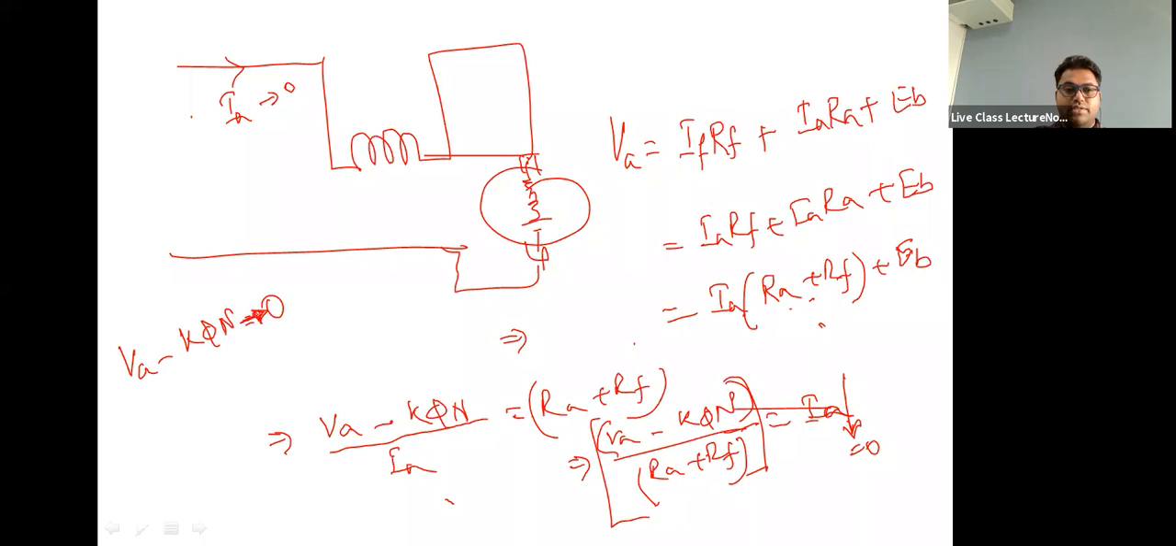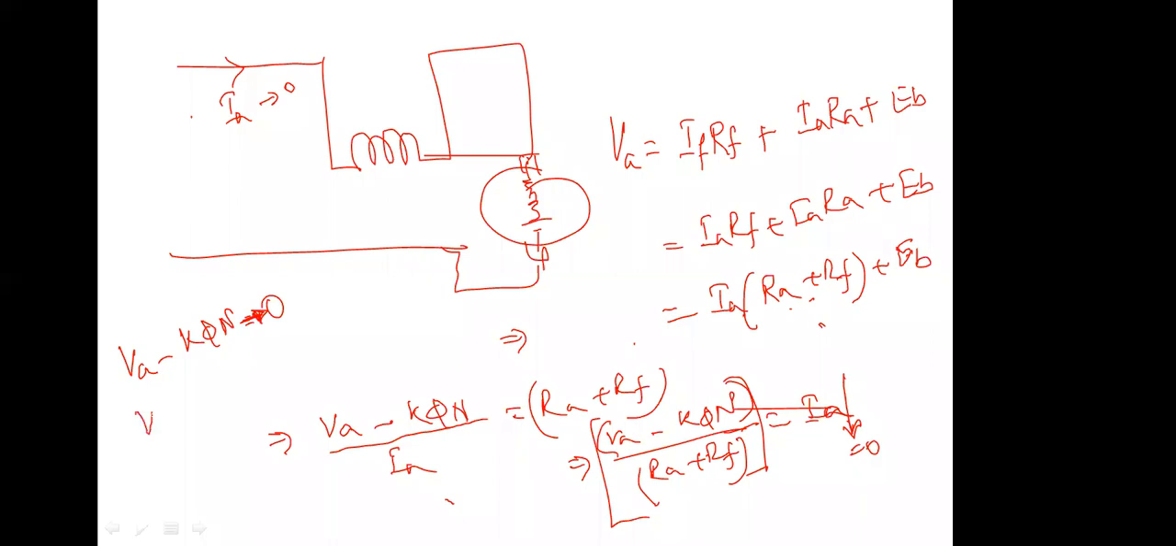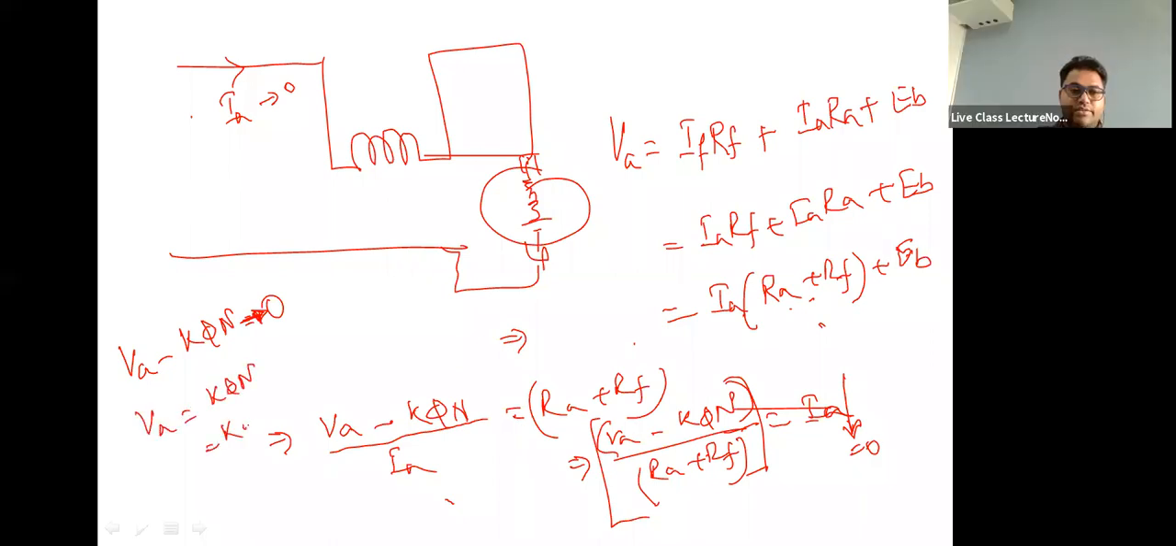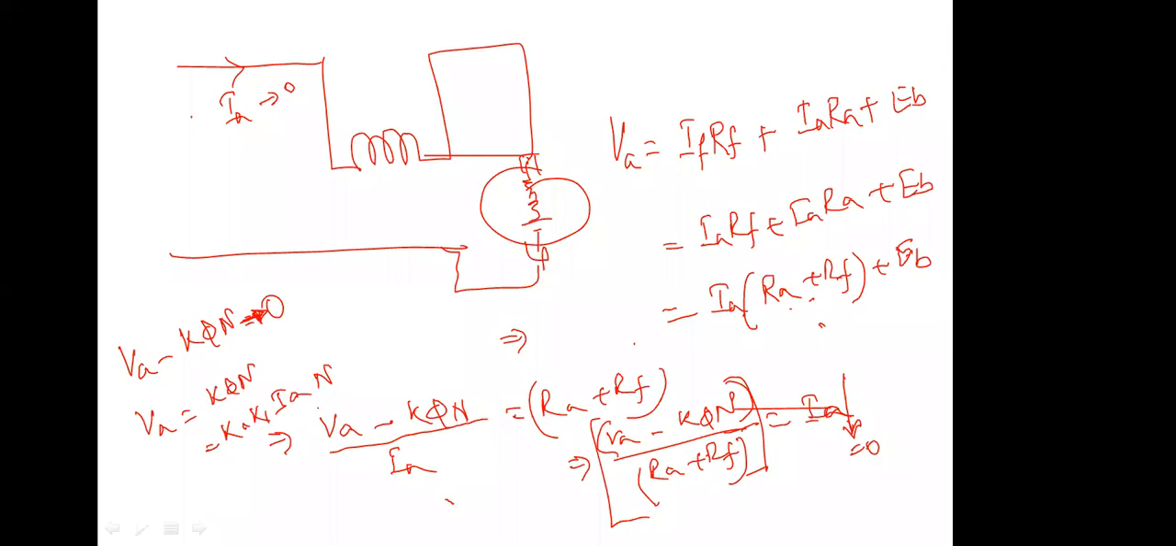Now you already see that the flux is less. Why? Just a second. K phi N, then K is K_1 into I_A into N. Is it so? It is a bit messy, just a second. I will clear some parts.